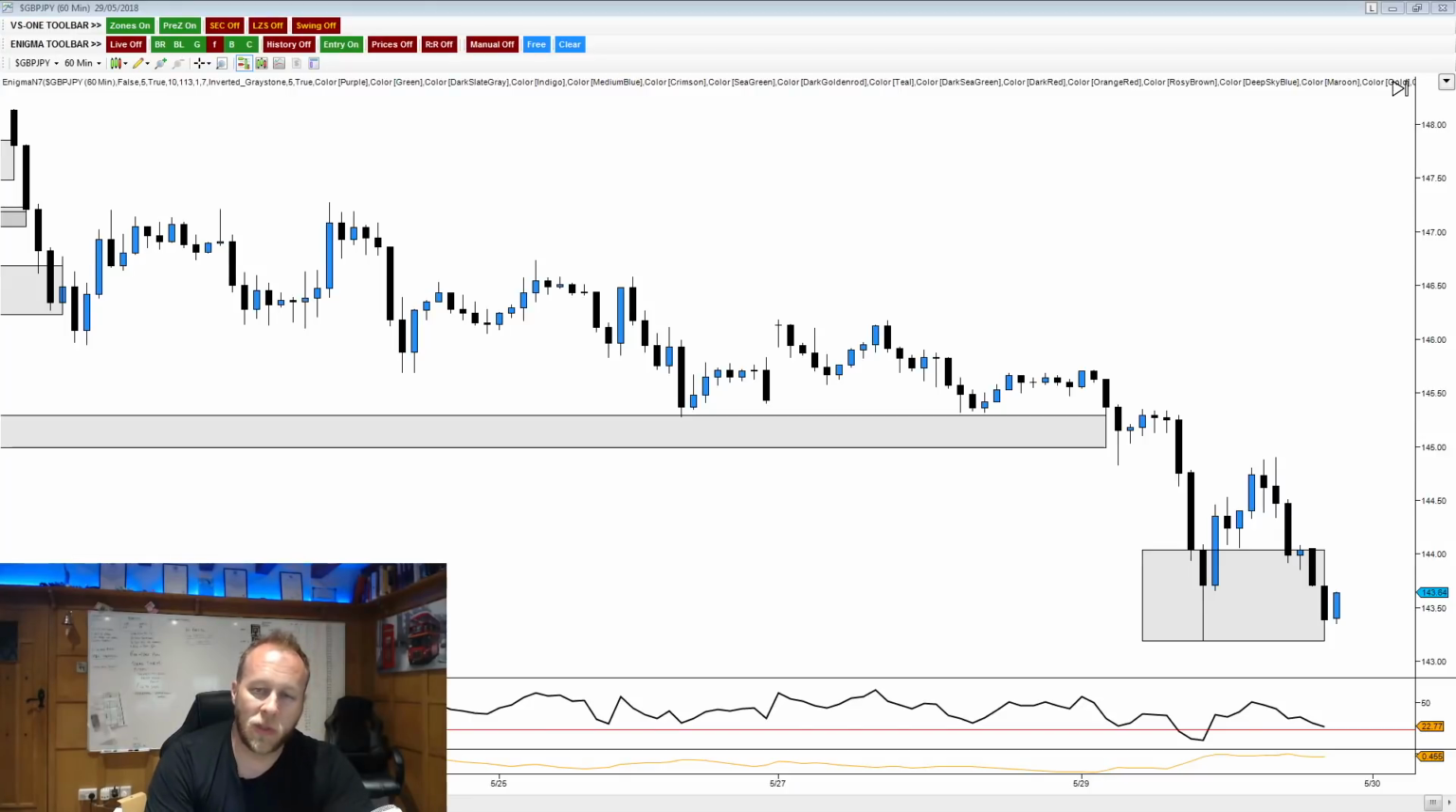Alright, so that's it. I just really wanted to show you the importance of sticking to a plan, having those rules that are going to keep you on the higher probability side of the market. Out of 4 trades, I took 1. The entry criteria was met on this one, and it ended up being very profitable. So stick to the plan, guys.